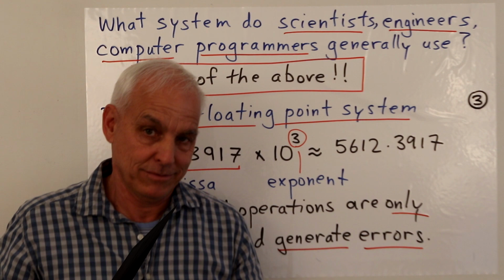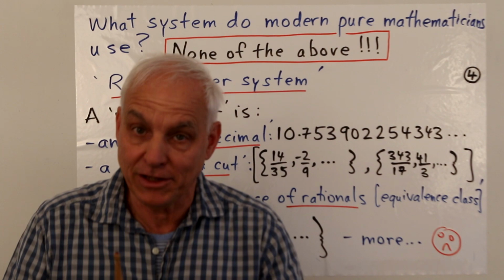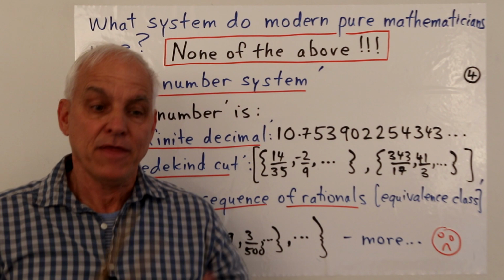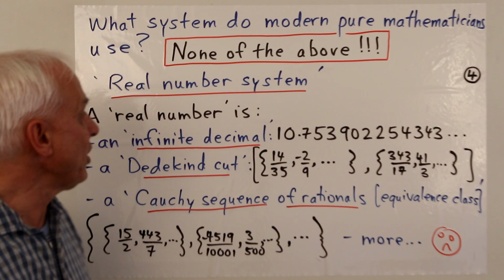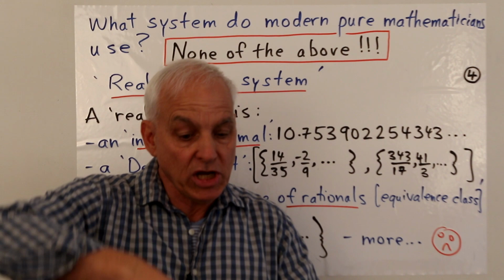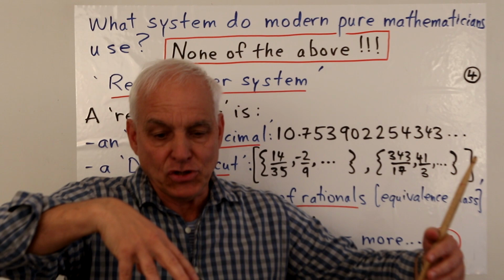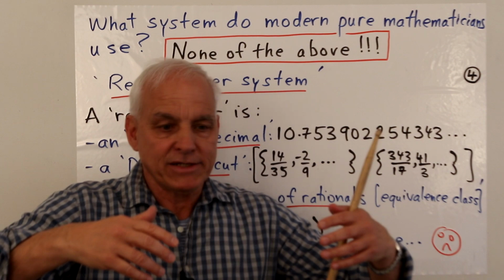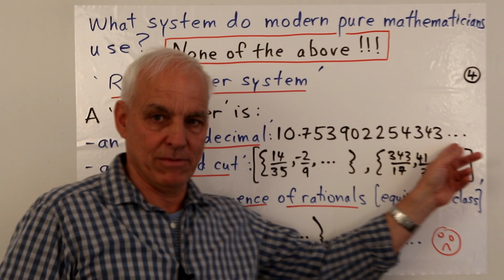But what about pure mathematicians? What number system do they generally use? Well, the answer is none of the above. They have, or we have, our own particular number system, which is based on the real numbers, okay? And this is an extension, a broadening, a much more complicated number system, which includes, inside it, the natural numbers and the integers and the fractions and the decimal numbers, but extends these things by allowing essentially infinite decimals. Okay, that's the key point.